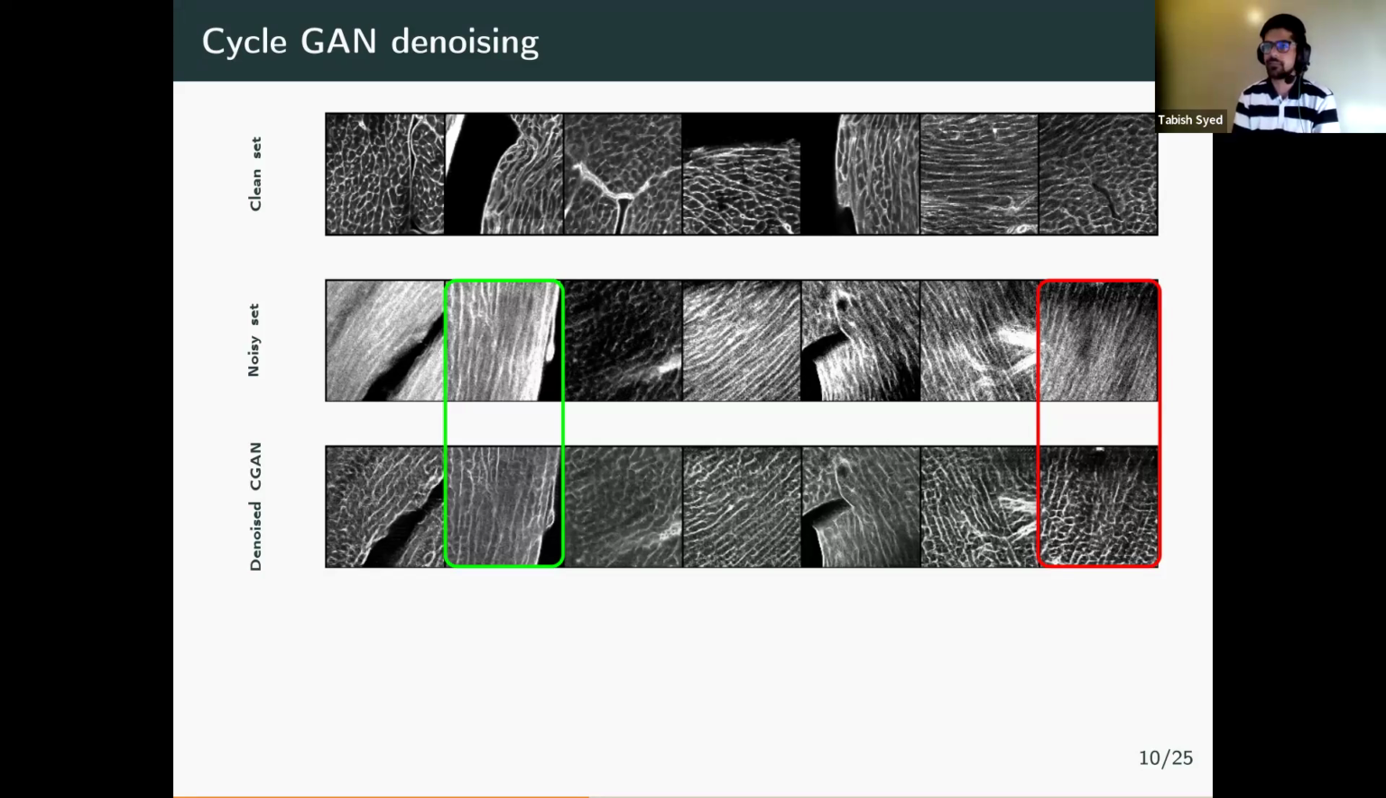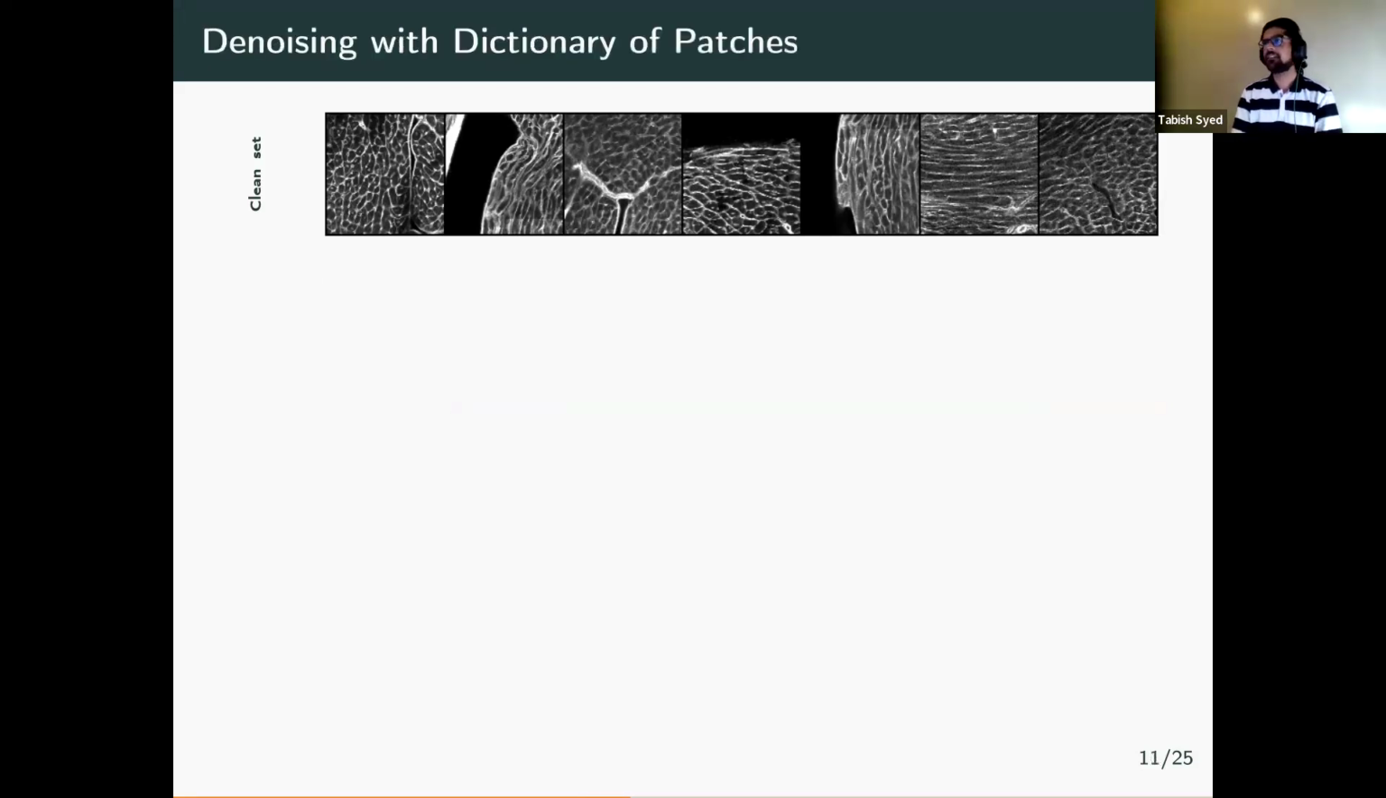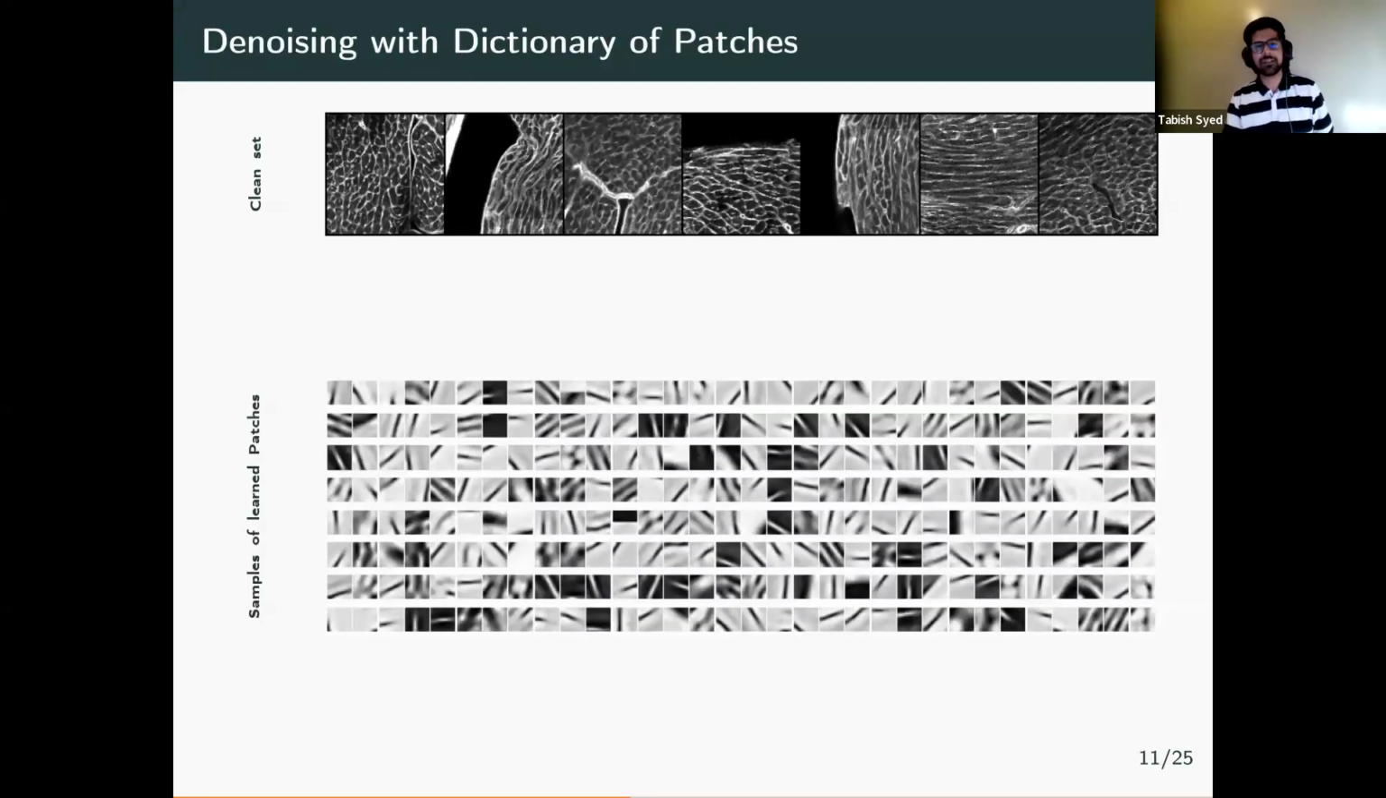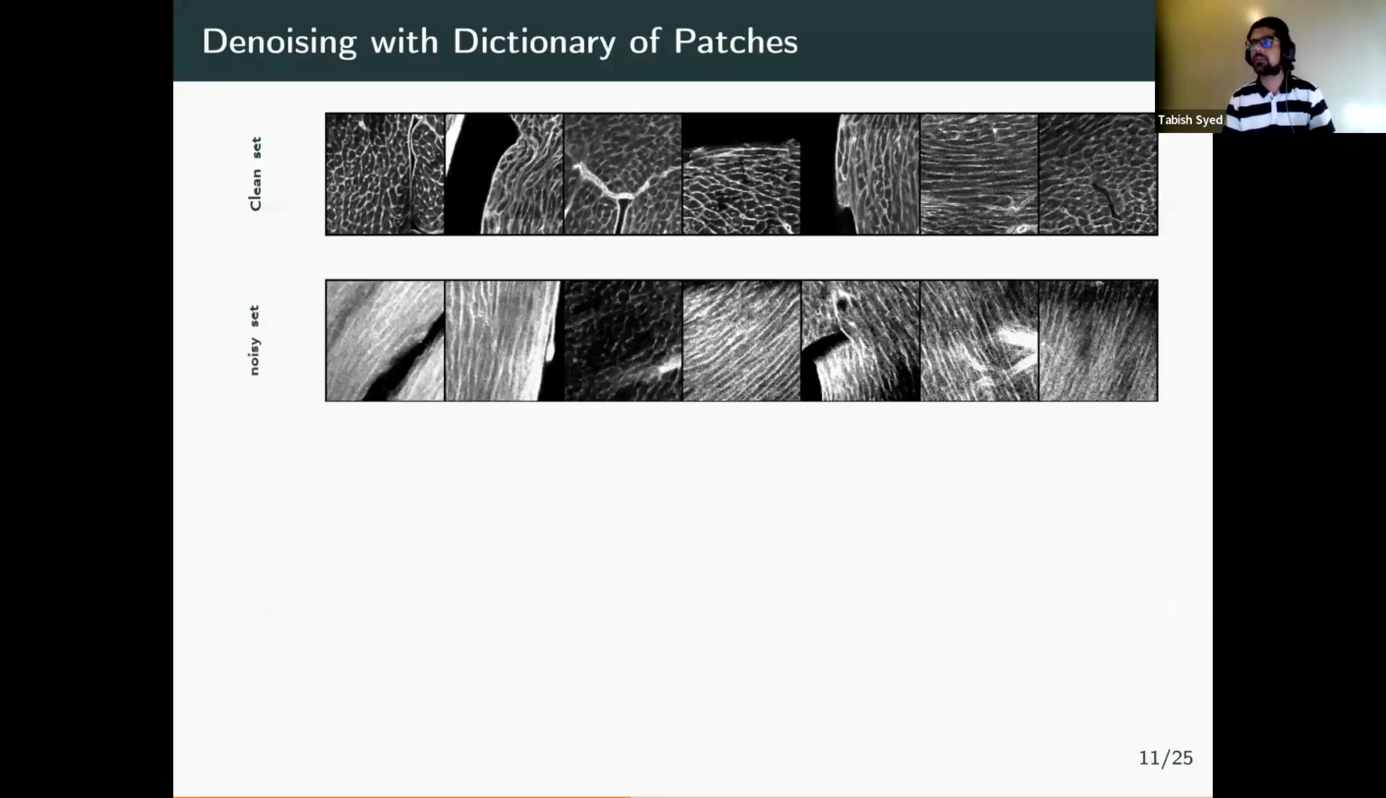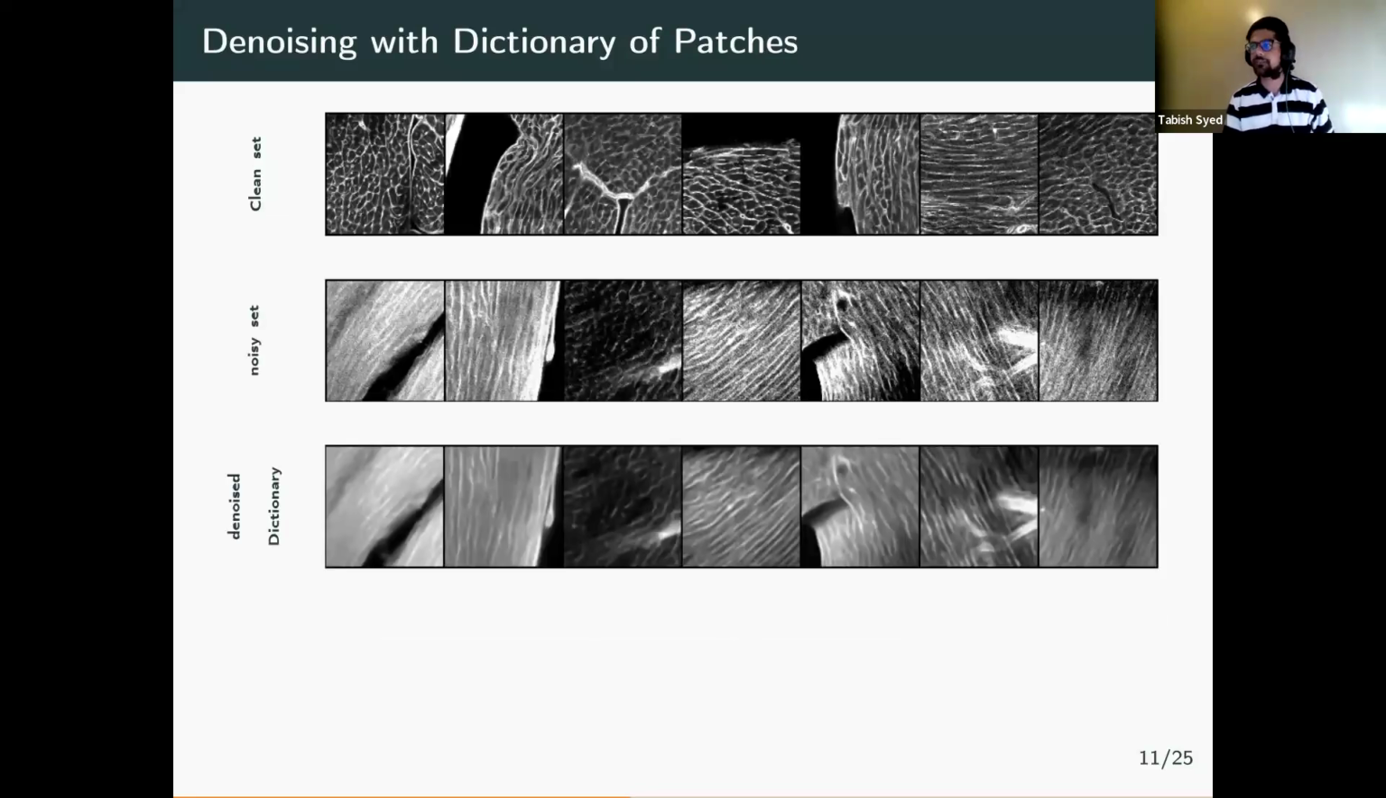So instead, we decided to basically just dump this and use a simpler and more traditional approach of dictionary learning. So we take the clean set and learn a dictionary of patches on the clean set, and then use this learned set of patches to clean the bottom images. Now the results, looking at them, are not that great visually, but you don't see any hallucinated edges.